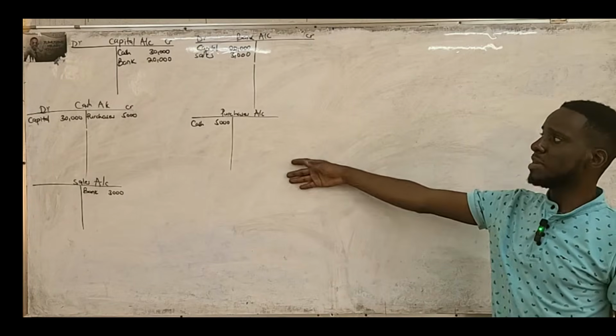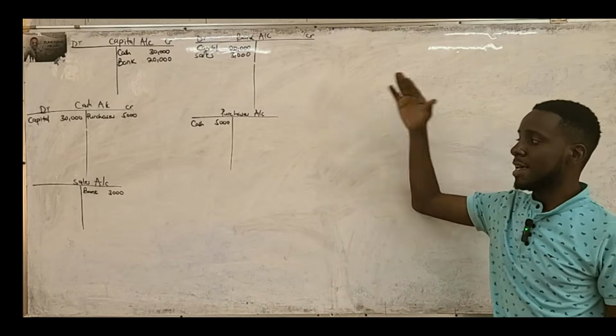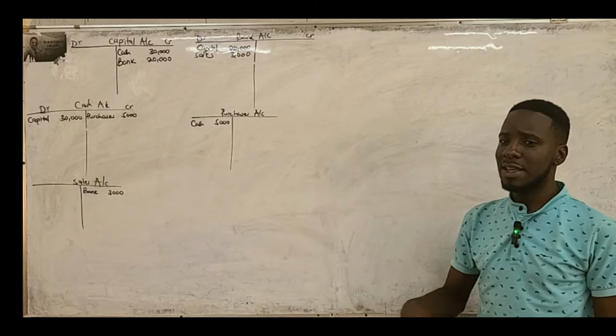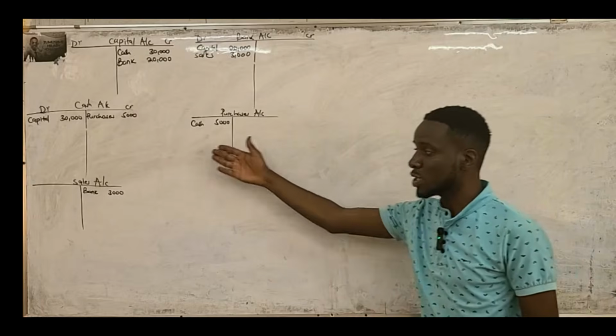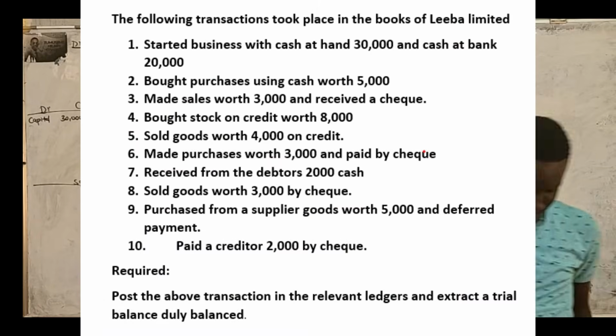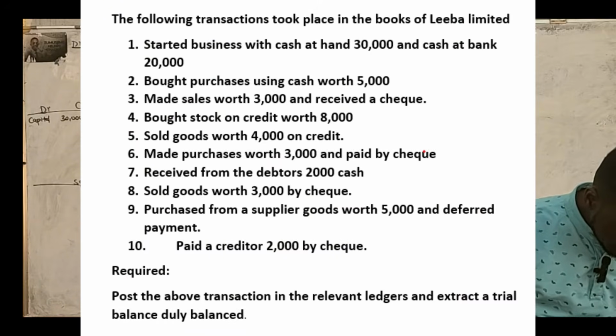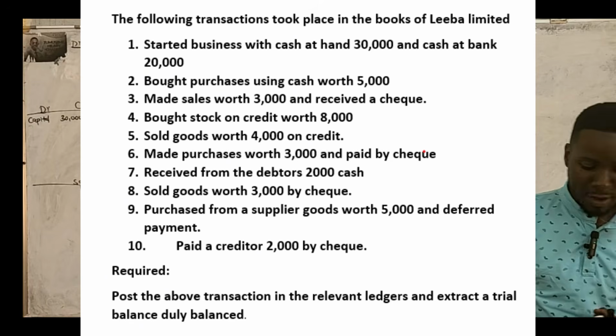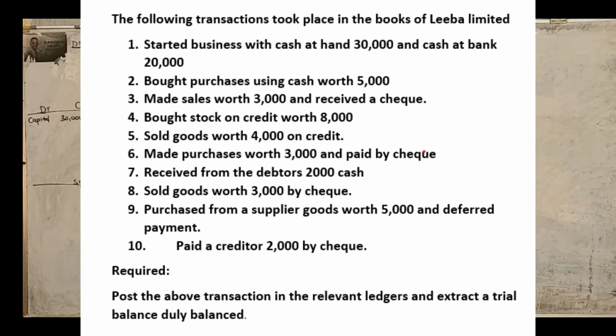So the next step is to go to the next transaction and see. If you find out that the account is new, you open up that account. If you find out that the account already exists, you just continue in that same account. So the next transaction says, bought stock on credit worth 8,000.